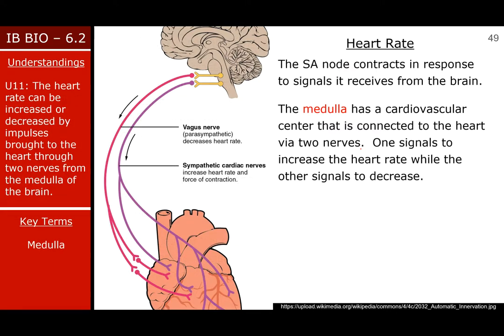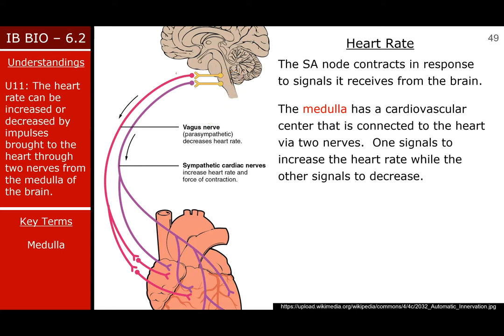So understanding 11, heart rate can be increased or decreased by impulses brought to the heart through two nerves from the medulla of the brain. Like I said, here's the brainstem in the back, right? Whenever you see a predator with big teeth, they're always going after this part of the brain because they're trying to stop your heartbeat.